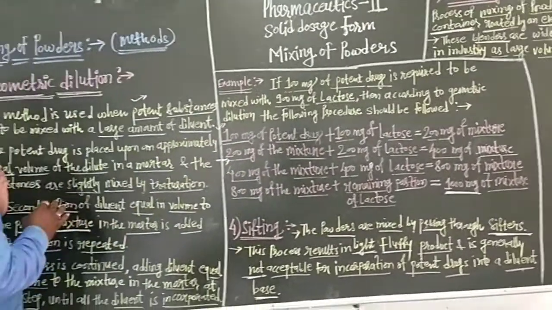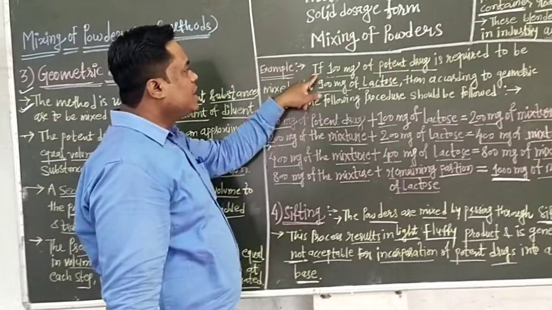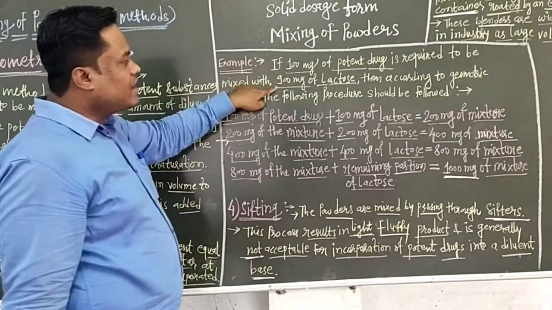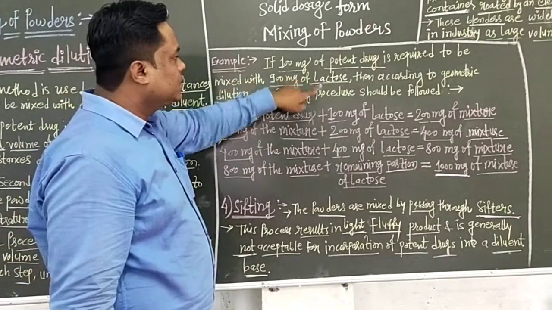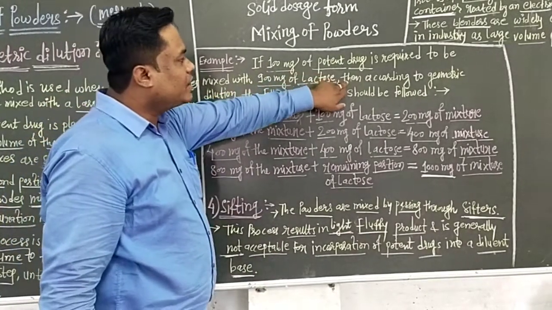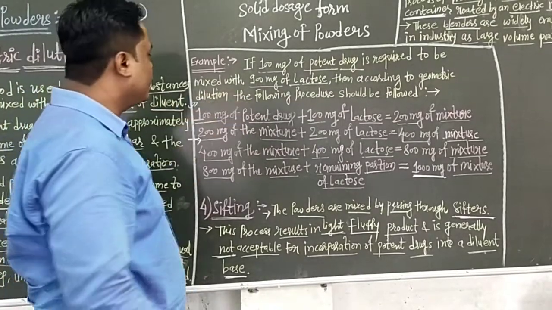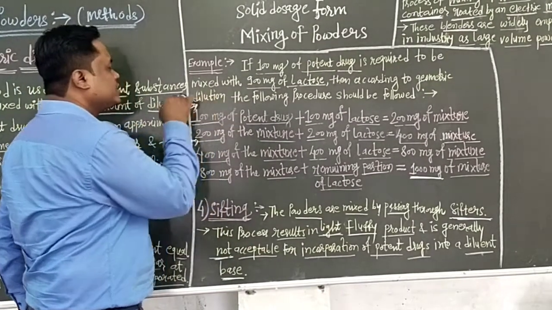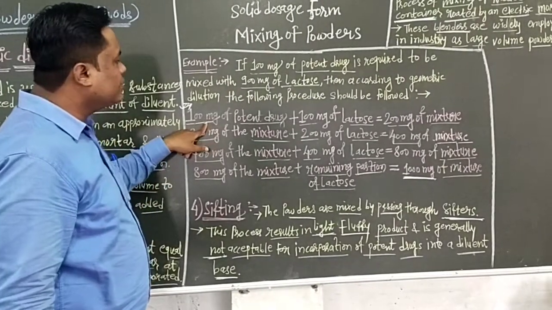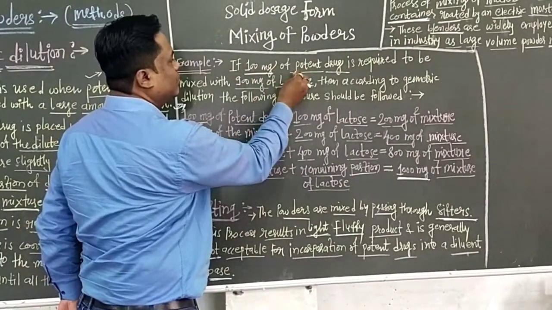Then we will see geometric dilution through an example. If 100 mg of a potent drug is required to be mixed with 900 mg of lactose, where lactose is the diluent, the inert material, then according to the geometric dilution method the following procedure should be followed. According to step 1, we take this 100 mg of the potent drug. The problem contains 100 mg of potent drug.